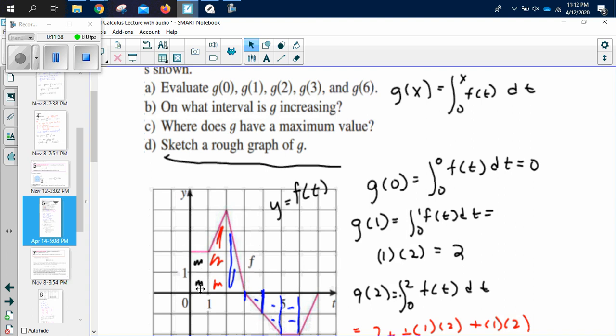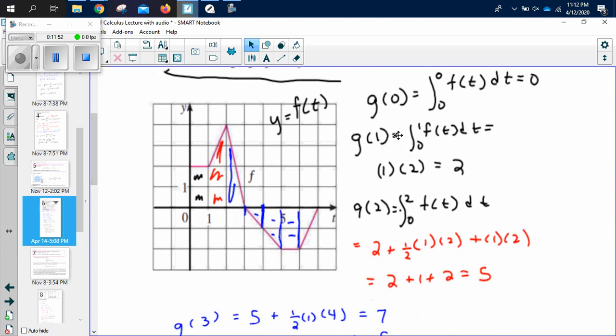So the area of a rectangle is length times width, or base times height, whatever you want to call it, and that'll be 2. Now, g of 2 would be the area from 0 to 2. So what you can do is add in the area from 0 to 1, and then calculate the area for this part right here, which is made up of 2 squares and a triangle.